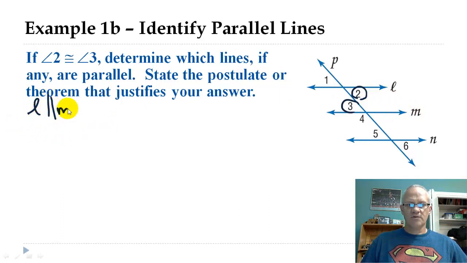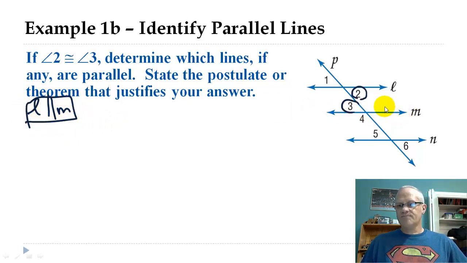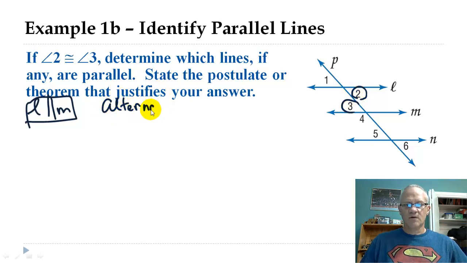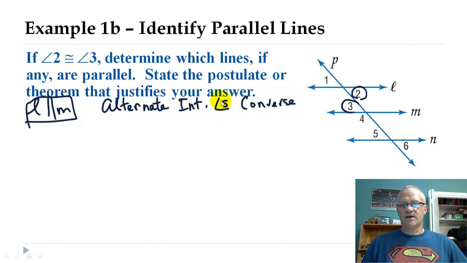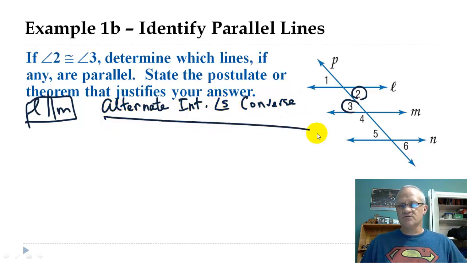L is parallel to M. And which one of those theorems or postulates says that? Well, what are these angles? They're alternate interior angles, and so this would be the alternate interior, I'm going to abbreviate that, angles converse. Okay, so that's the alternate interior angles. It's like an angle sign with an S in it. So the alternate interior angles converse.